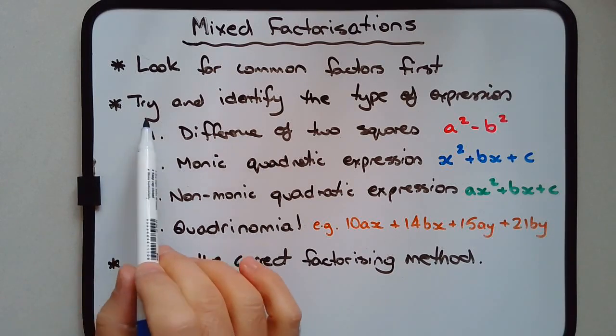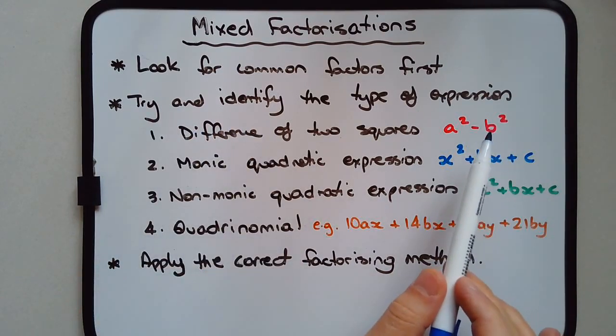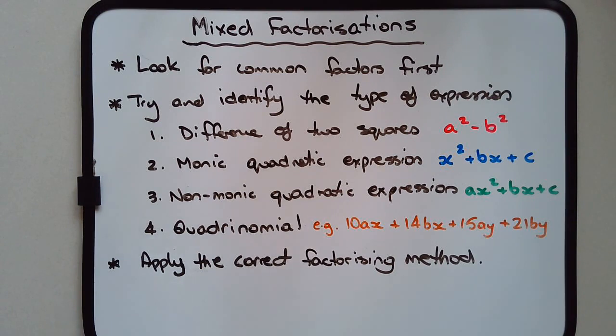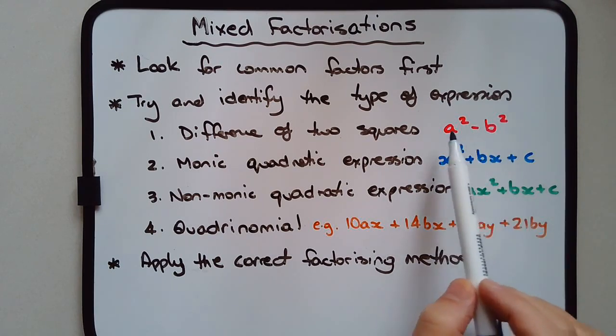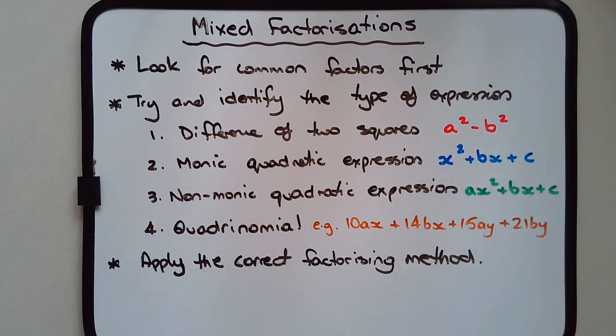The next thing we try and do is identify the type of expression that it is, and hopefully it's one of these types. That could be a difference of two squares, the factorisation of which is, if it was a squared minus b squared, it would be a minus b, a plus b. So those are conjugate binomials, a product of the two.